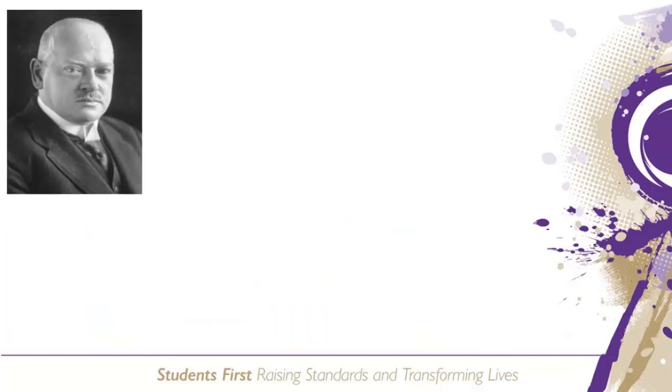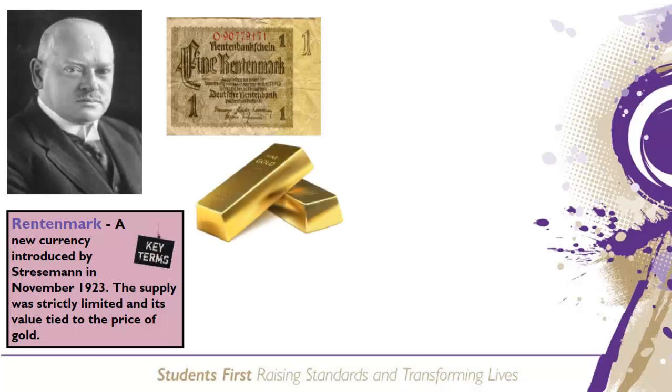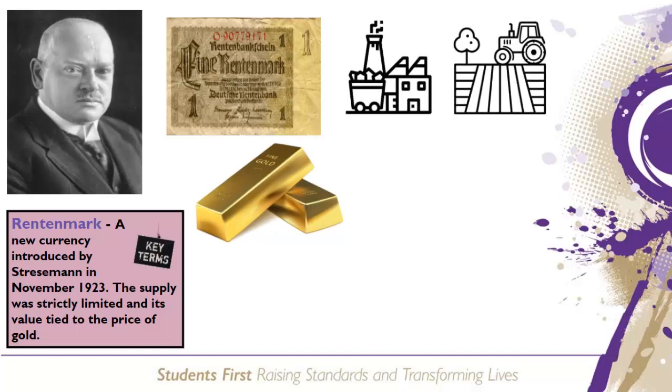To tackle the problem of hyperinflation, one of the first things that Stresemann did was introduce a new bank, the Rentenbank, in November 1923. This issued a new currency, the Rentenmark. The supply of these notes was strictly limited. Their value was tied to the price of gold, and they were backed by German industrial plants and agricultural land. Therefore, the currency had real value.